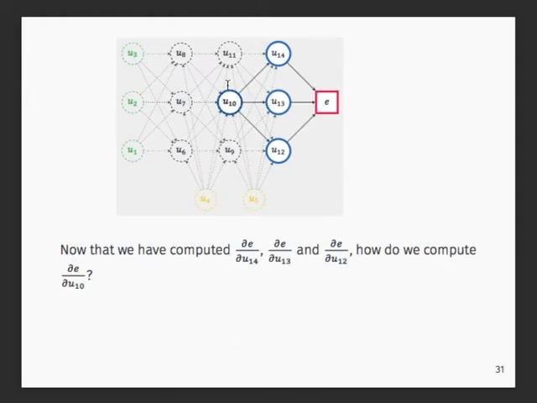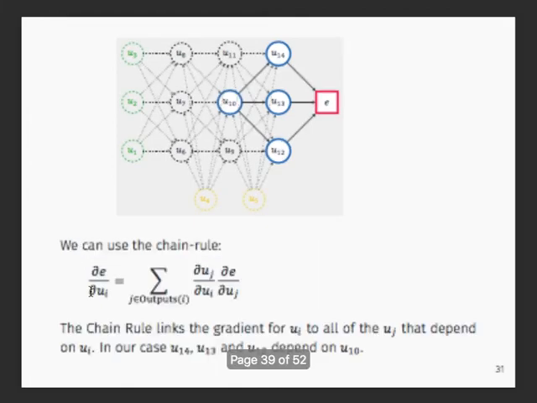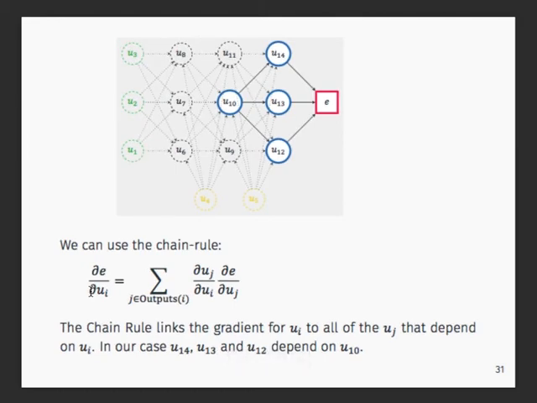The problem is when you go deeper in the network. So when you have U10, how do you go about finding the variations of E with respect to U10? And this is where the chain rule will apply. Basically, what are the variables that depend on U10? Well, they're all your outputs. They are U14, U13, U12. All these variables depend on U10.